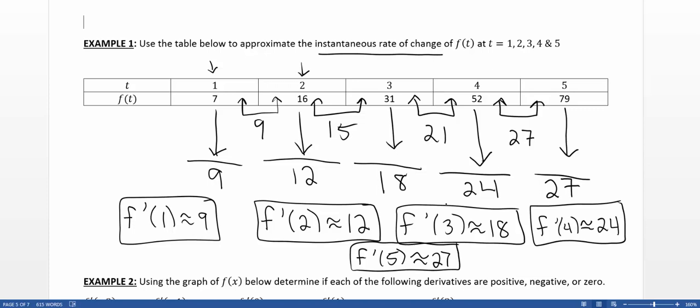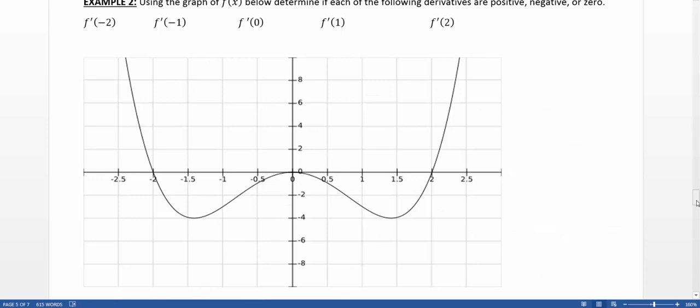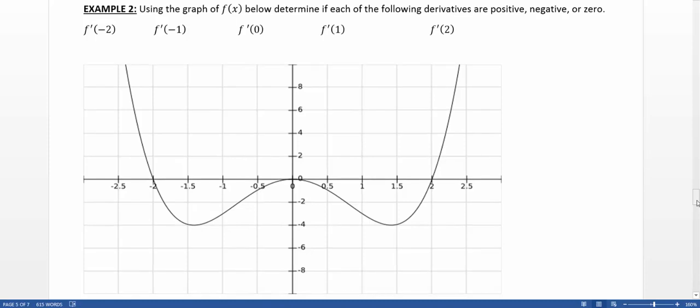So let's continue looking at examples of how we look for instantaneous rates of change and derivatives on different types of functions. Example 2. Using the graph of f of x below, determine if each of the following derivatives are positive, negative, or 0. One of the things that we want to get really good at is figuring out what the exact derivative is going to be based on a graph. In order to do that, the first thing we want to get good at is being able to envision the tangent line at a point and then using that to figure out if the slope of that line is positive, negative, or 0. So let's start with f prime of negative 2.